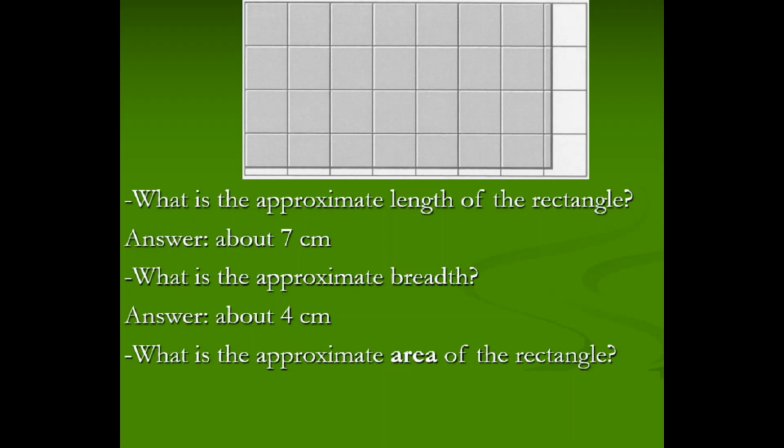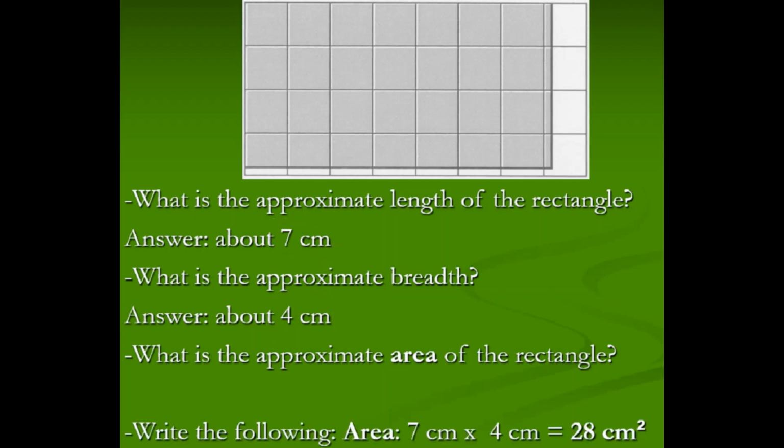So again, what is the approximate area of the rectangle? We know that it's 7 centimeters in length and 4 centimeters in breadth or width. So 7 centimeters times 4 centimeters is going to be about 28 square centimeters.